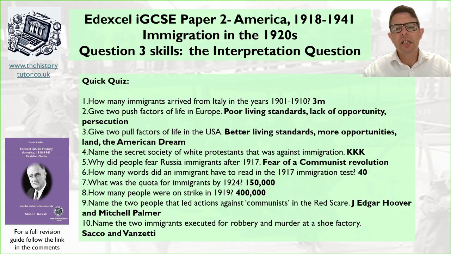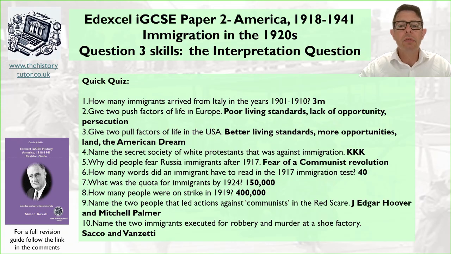Number 6. How many words did an immigrant have to read in the 1917 immigration test? So 40. So immigration tests started to come in, trying to stop migrants coming in to America, closing the borders down. Some of them were quite light touch to start with, and then they got more extreme. Number 7, what was the quota for immigrants by 1924? So 150,000 a year. As I said, the laws got more strict.